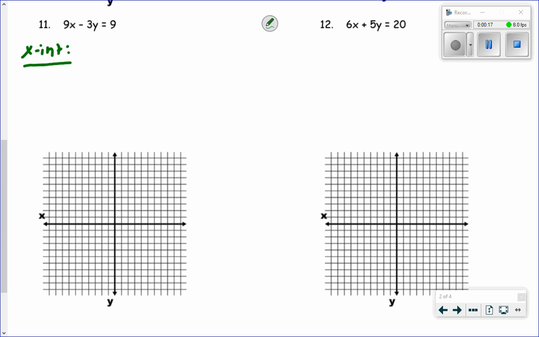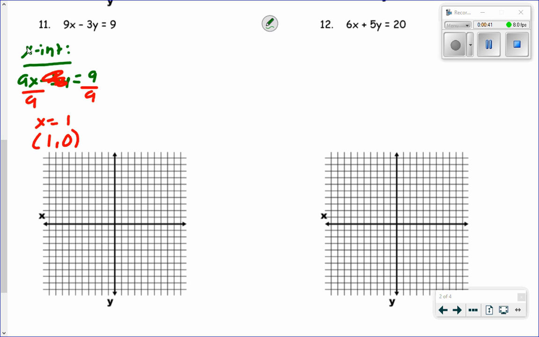So I've got, if I'm solving for the x-intercept, remember I can ignore the y value. So now I've got 9x equals 9, so I'm going to divide both sides by 9. X equals 1, which then means my intercept is going to be 1, 0.